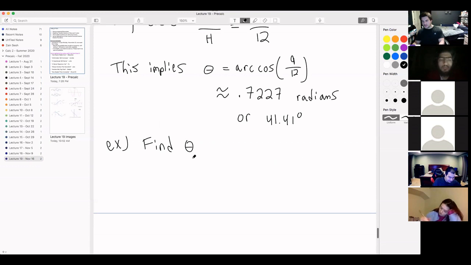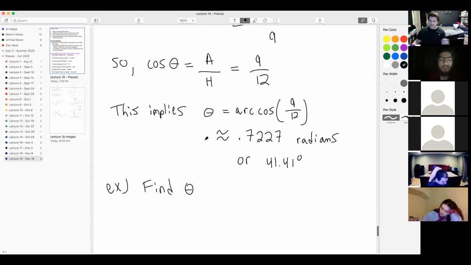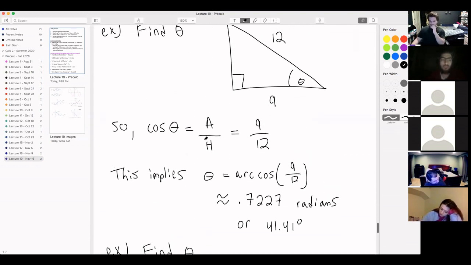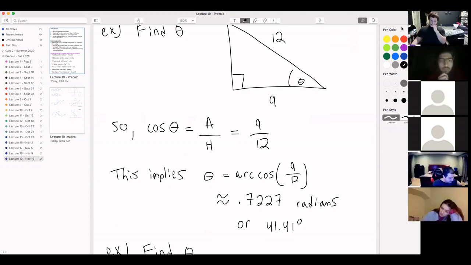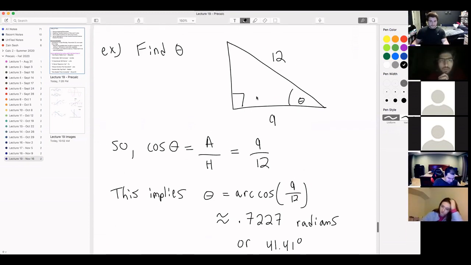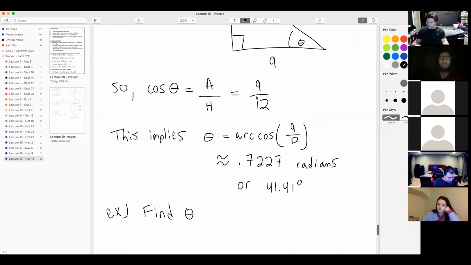Find theta. Okay, before I move on, any questions? I know I'm kind of moving a little fast right now. Okay.